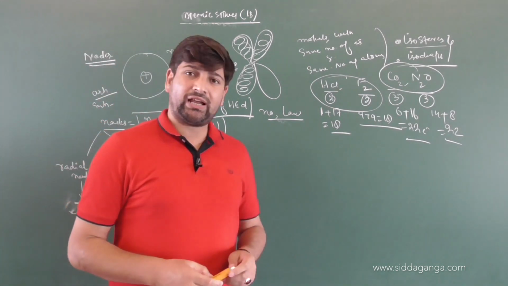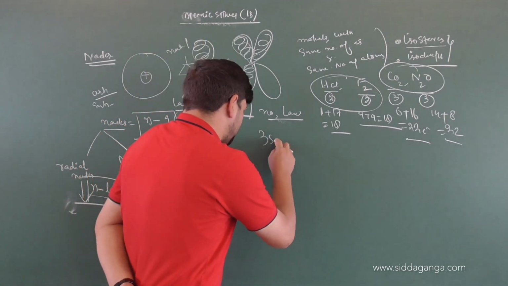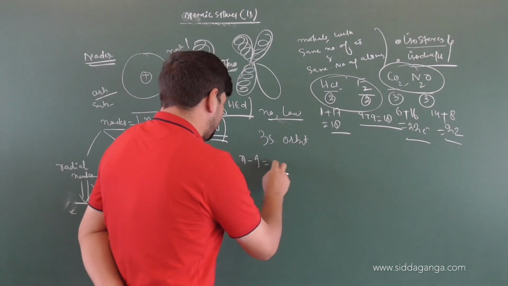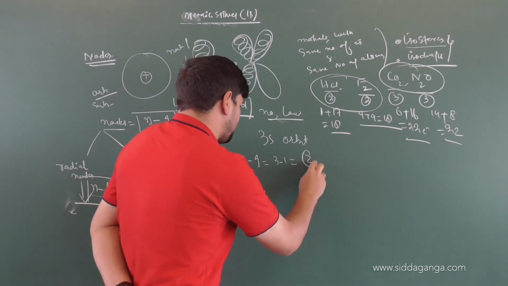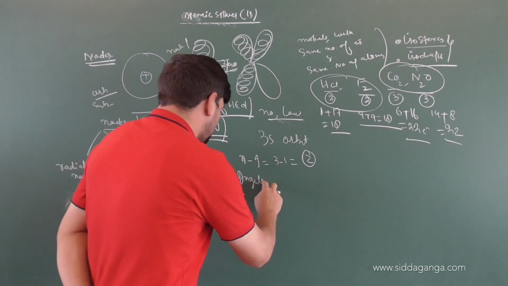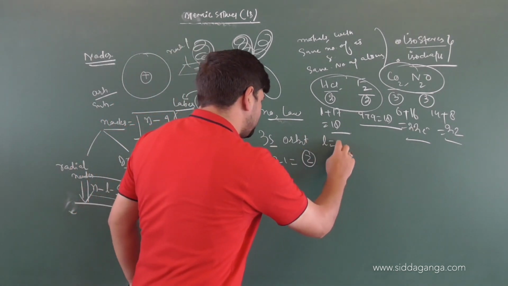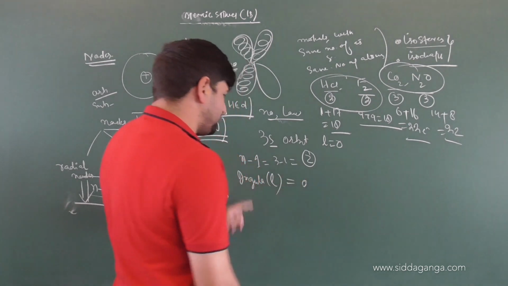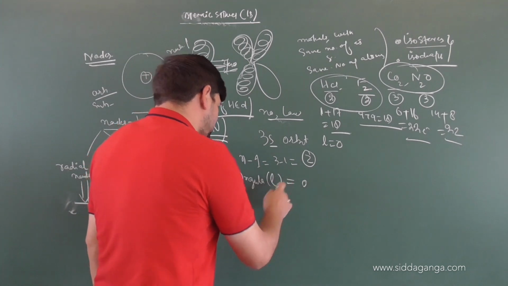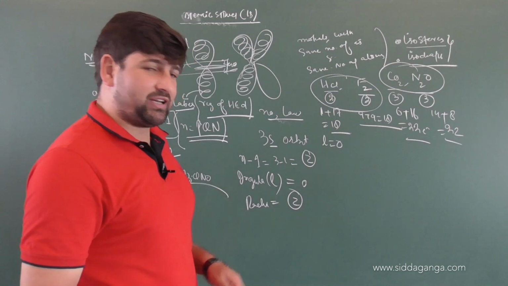Suppose we are asked to find the number of nodes in the 3s subshell or 3s orbital. Very simple. The number of nodes equals n minus 1, that is 3 minus 1, so the total number of nodes will be 2. How many will be angular? Angular nodes are represented by L. For s, what is the L value? 0. That means the number of angular nodes will be 0. So the total number of nodes is 2, in which there is no angular node, so we will have only 2 nodes, and both will be radial nodes.